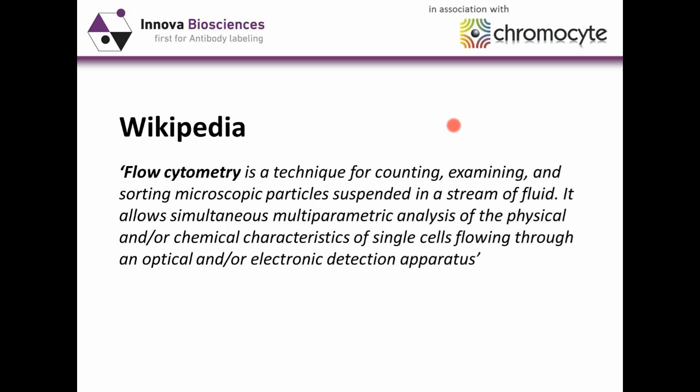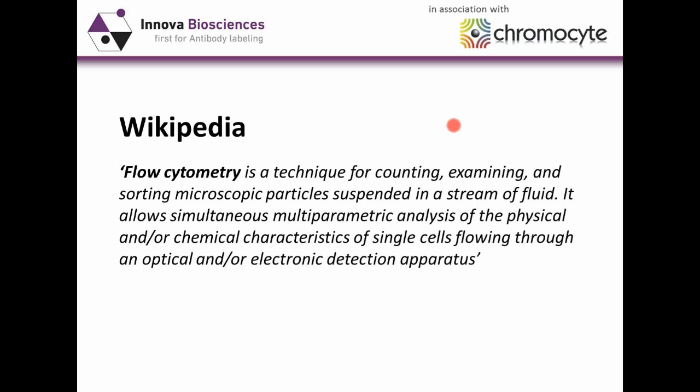So it's always good to start with a definition, and really I just pulled this off Wikipedia. Flow cytometry is essentially a technique for counting, examining and sorting microscopic particles suspended in a stream of fluid. It's important to note that flow cytometry is particle analysis, so you don't necessarily need to use eukaryotic cells. You can analyze bacteria and a number of other particles within the technique. But today we'll really be focusing on cellular analysis.